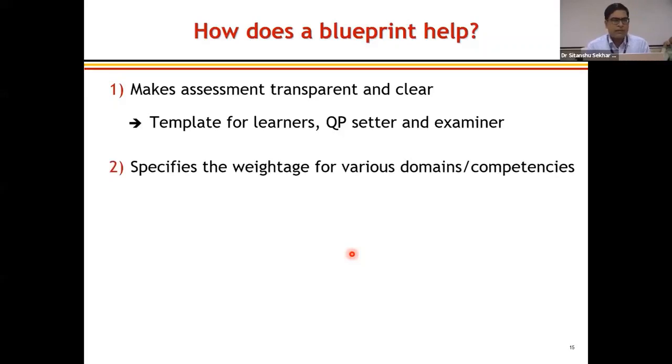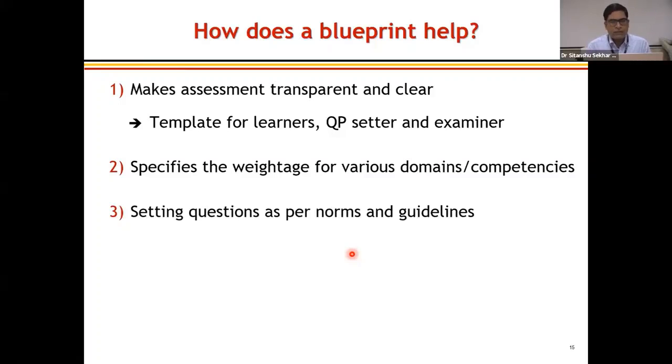The second thing is that it specifies the weightage for various domains. What is important and what is expected of them is given more importance, rather than the fancy items or fancy syndromes that we talk about. The third thing is setting questions as per the norms and guidelines.